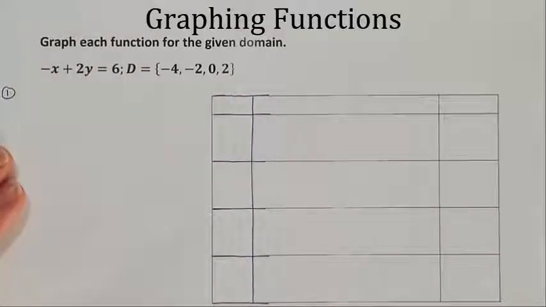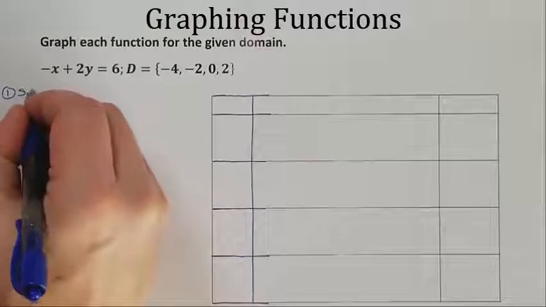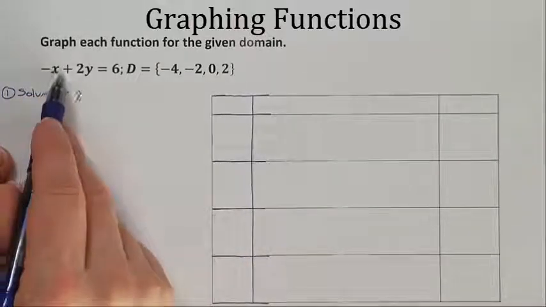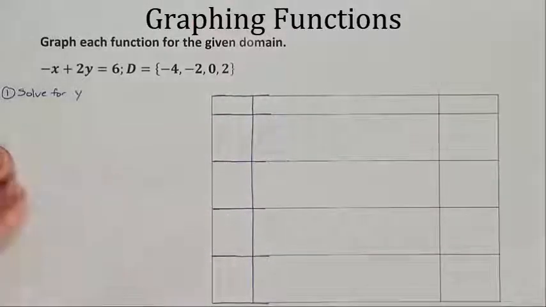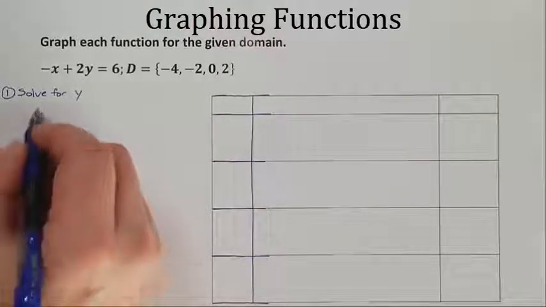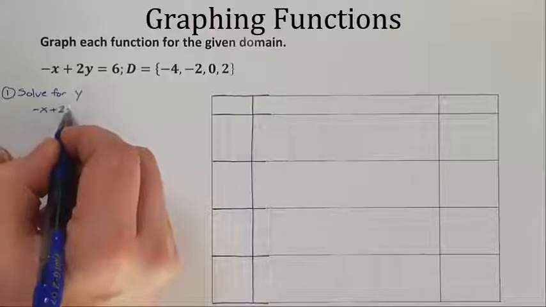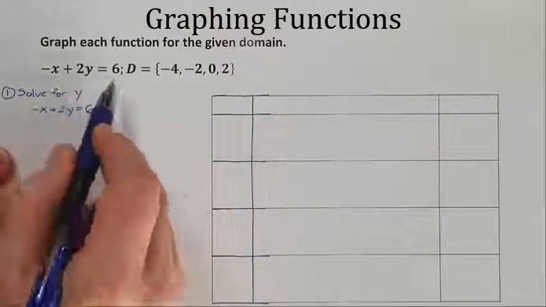So our first step is always going to be that we need to solve for y. I will not be able to interpret this equation, this function, and fill out a table if I don't have my equation already solved for y. So the first thing I need to do is solve for y. So this is the equation that they gave us.